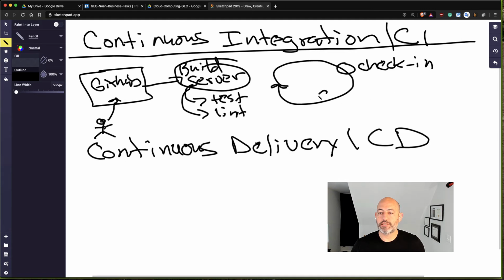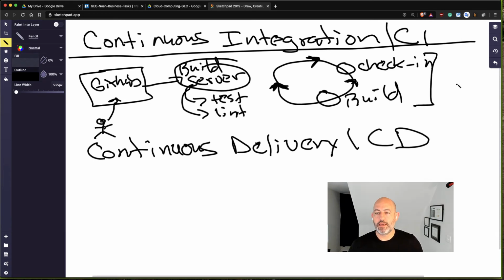There's a subsequent build step, and the build step will lint my code and test my code, right? And so this is the feedback loop here, is that I'm always able to make sure that my code is in a testable state. And so the reason why this is so important is that it goes back to Kaizen, right? I'm continuously improving.